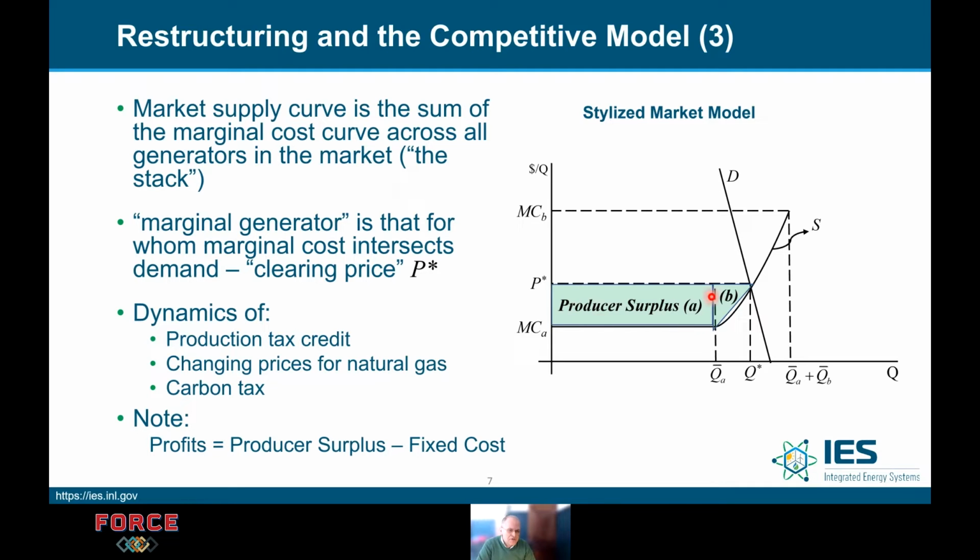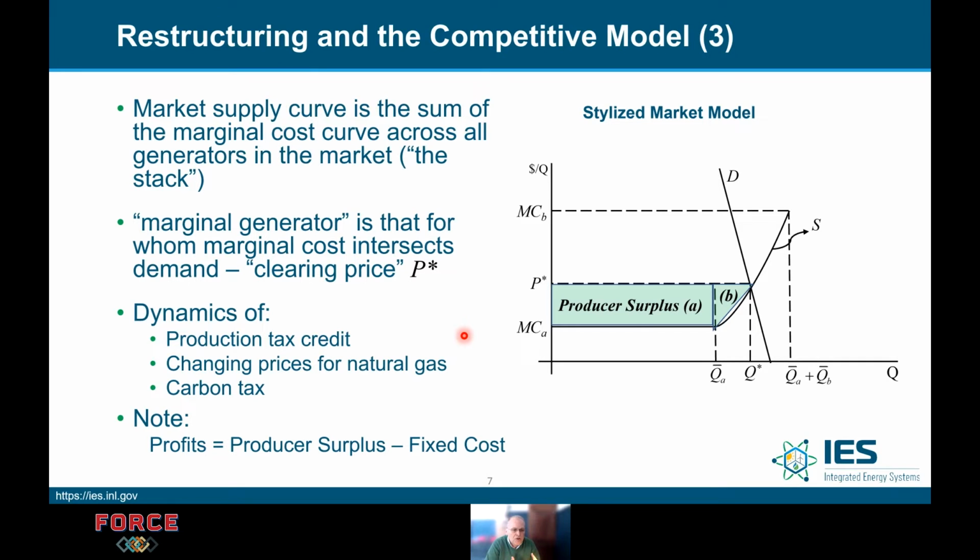Well, this producer surplus, there's dynamics that happen in the market which cause this producer surplus to be insufficient to cover the fixed costs of these very large capital intensive generators that I mentioned previously. So say, for example, what's the impact of a production tax credit, or changing prices for natural gas, or carbon tax? So how that works is that the production tax credit, like different asset generation technologies, might receive a production tax credit from the government to produce, regardless of what their cost structure is.